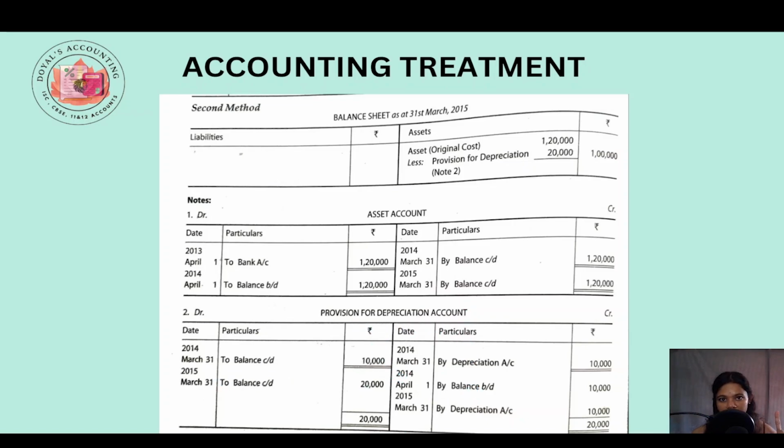In the first method, we were directly charging depreciation to our asset account. But in this method, in the provision method, we are charging depreciation to the provision for depreciation account. That is the only difference between the two. The accounting treatment will be different, and the way we show in the final accounts will be different.